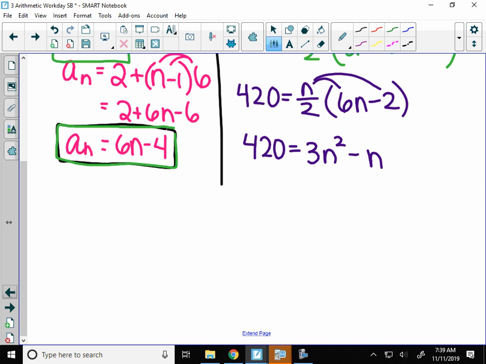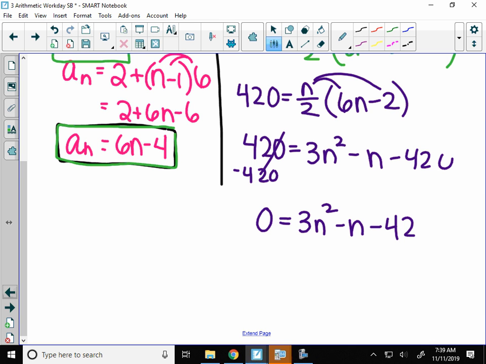So I'm going to subtract the 420 from each side, which will give me 0 equals 3n squared minus n minus 420. And I'm going to need to factor. I look for a GCF. There's no GCF here. So I'm going to use the method of split the middle.